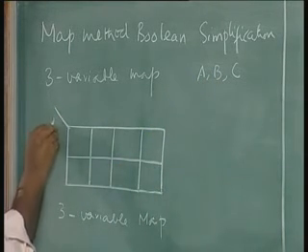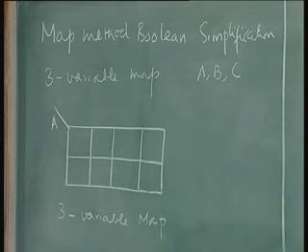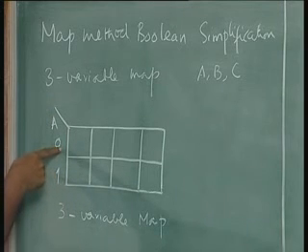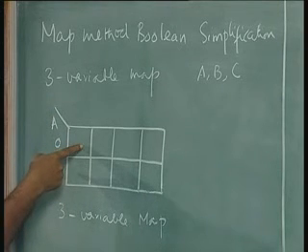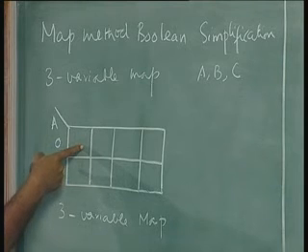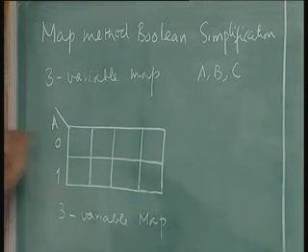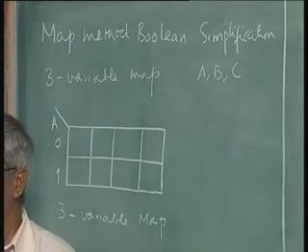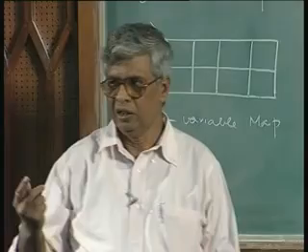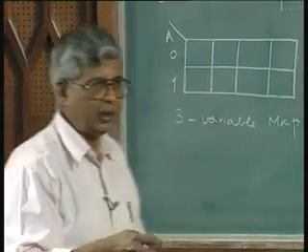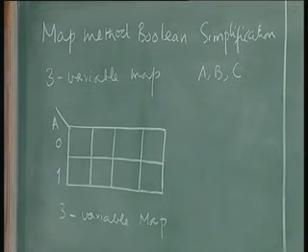On the vertical axis, I will let A vary, true and complement value. That means a 0 here means A bar, so the value of A for this cell is A bar, and the value of A for this cell is A. On the horizontal axis, we will let B and C vary. There are 4 possibilities of B and C varying: B bar C bar, B bar C, B C bar, B C. That can be represented by 00, 01, 10, 11.